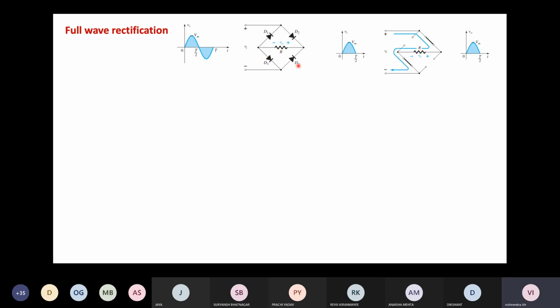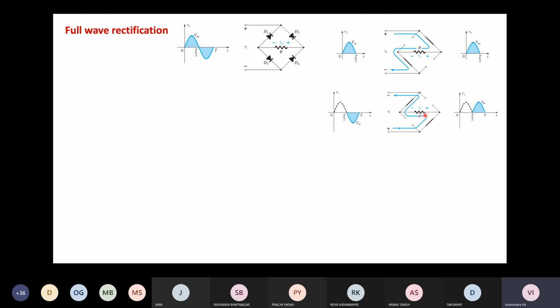Similarly, in the negative half cycle, the negative voltage is now at this point and the positive voltage is at this point. So this is the equivalent circuit. If there is a negative voltage at this point, the diode D1 will be forward biased and hence short circuit. D2 will be reverse biased and therefore open circuit. Similarly, D3 open, D4 short. And this is the equivalent circuit diagram in the negative half cycle.